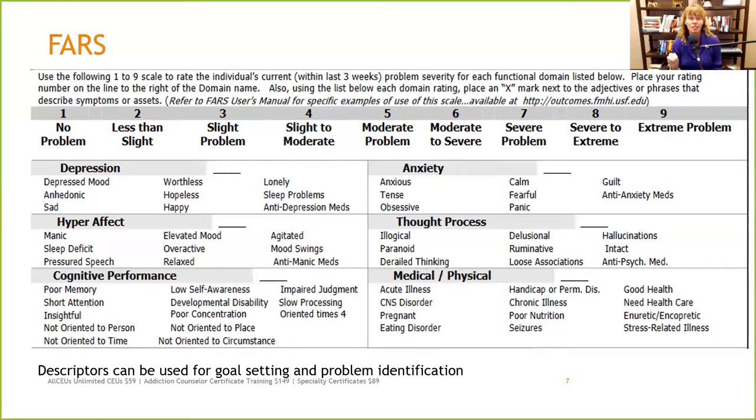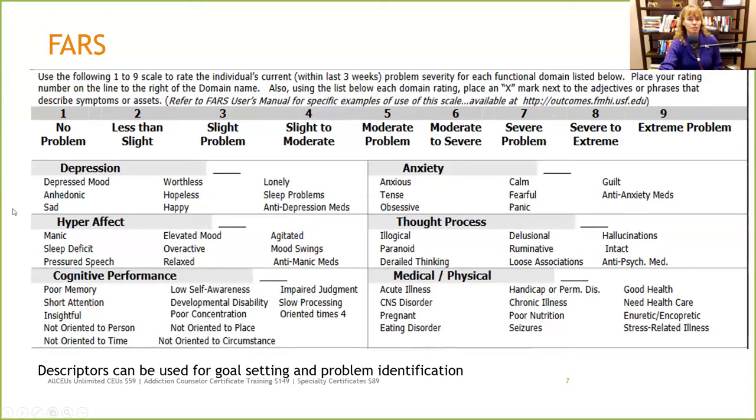If you're interested in using the FARS, it's through the University of South Florida. You can get certified as a FARS administrator. It's an online course. It's free to your agency. Anyway, so for example, you have a 9-point Likert scale and you look at depression, but it gives you things that you want to look at.